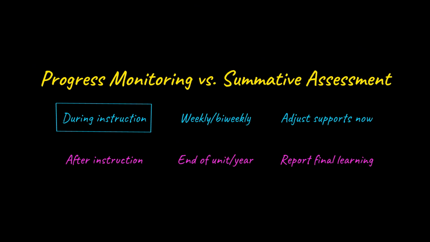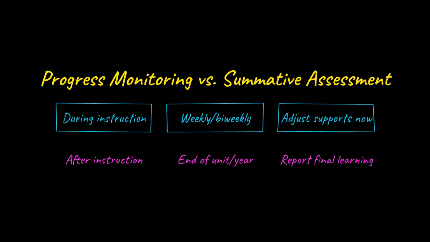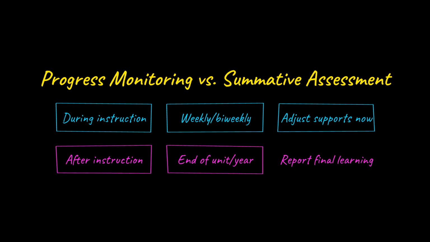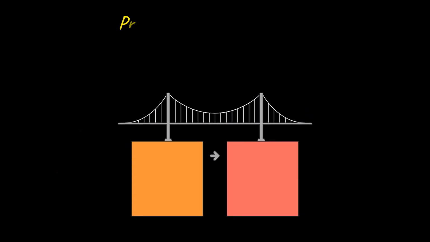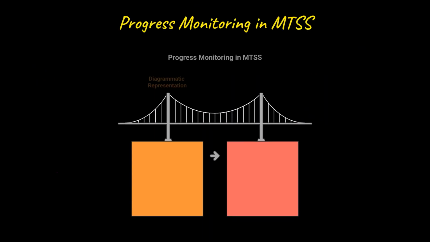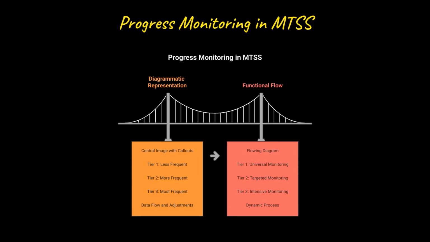It's important not to confuse progress monitoring with summative assessment. Progress monitoring happens during instruction to shape what comes next, while summative assessment happens after instruction to evaluate what was learned. Progress monitoring runs through every tier of the multi-tiered system of supports.